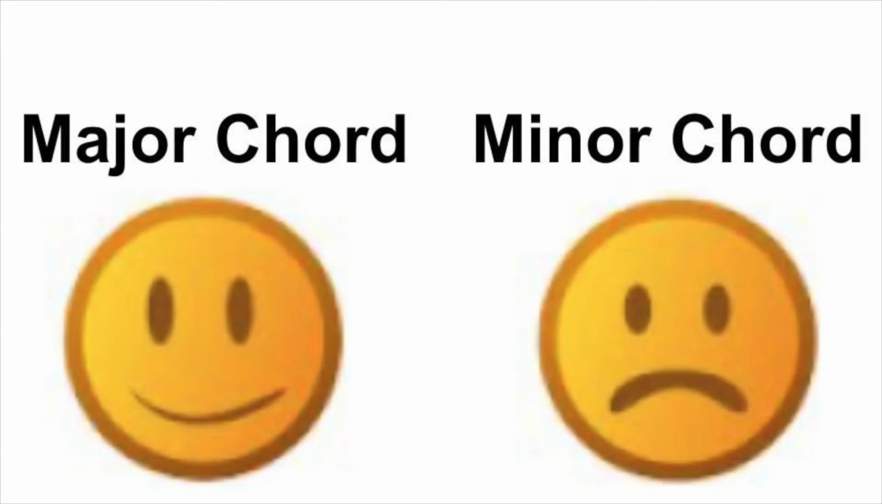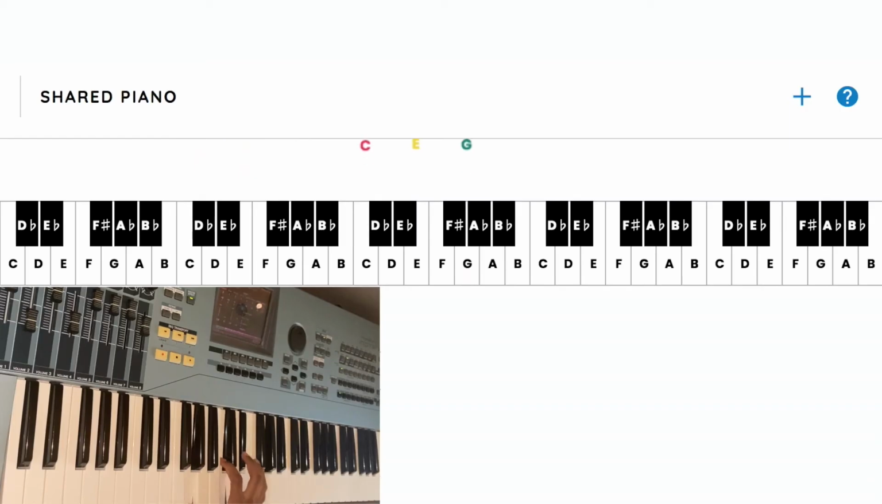And that makes sense, because a minor chord sounds dark. Sounds dark, doesn't it? While a major chord, even in the lower register, it still sounds nice and light. That sounds pretty dark. And so major chords are happy, while minor chords are sad.